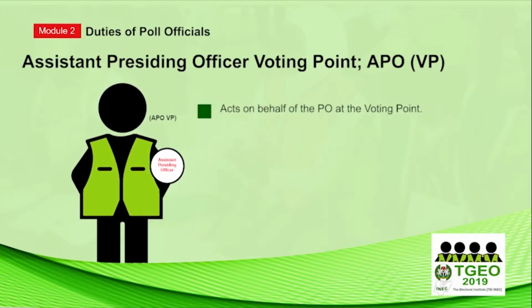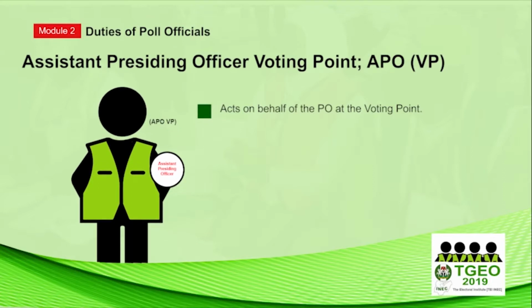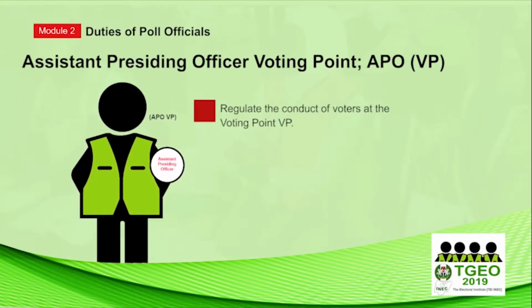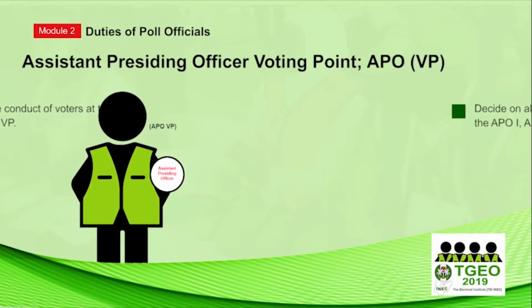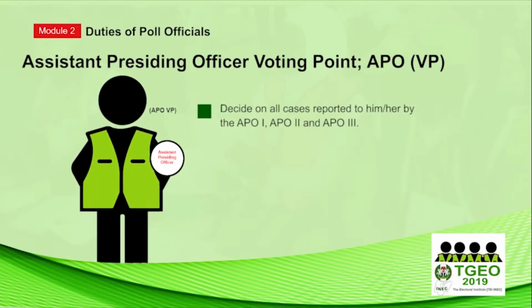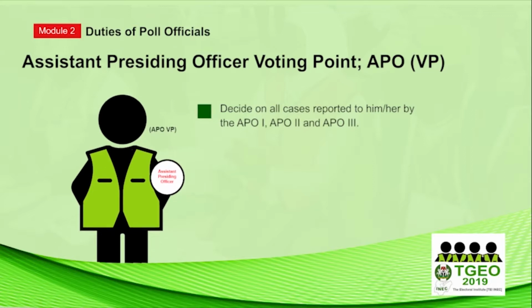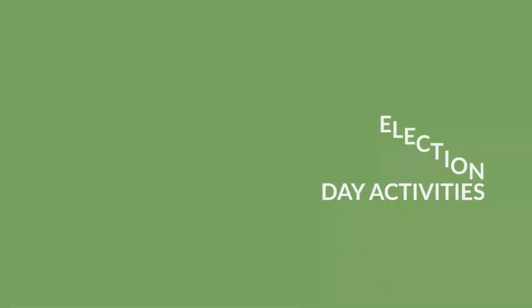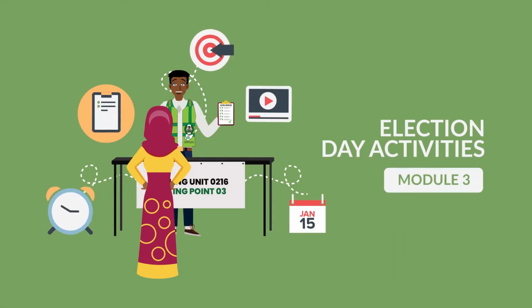Act on behalf of the PO at the voting point. Regulate the conduct of voters at the voting point (VP). Decides on all cases reported to him or her by the APO1, APO2, and APO3. Module 3: Election Day Activities.